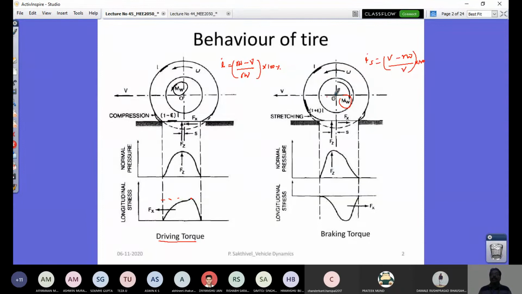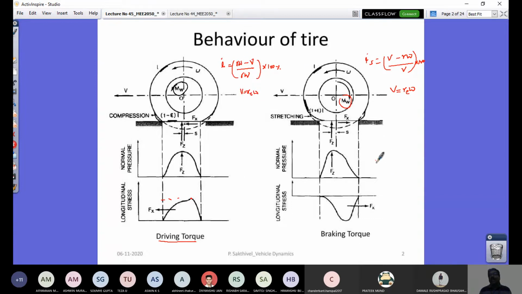Why V minus Rω? V would be greater than Rω, where V is given, in both the cases, by effective radius times ω. So this effective radius is different in both the cases. When it is stretched, you will see this effective radius is greater. When it is under compression, the effective radius in this Re times ω is different. So you have this definition.